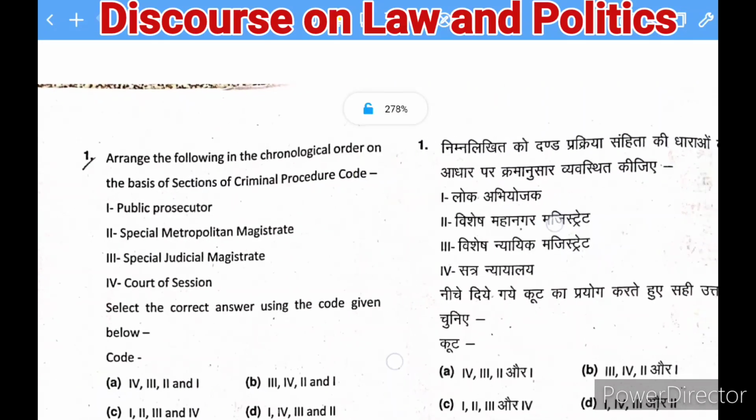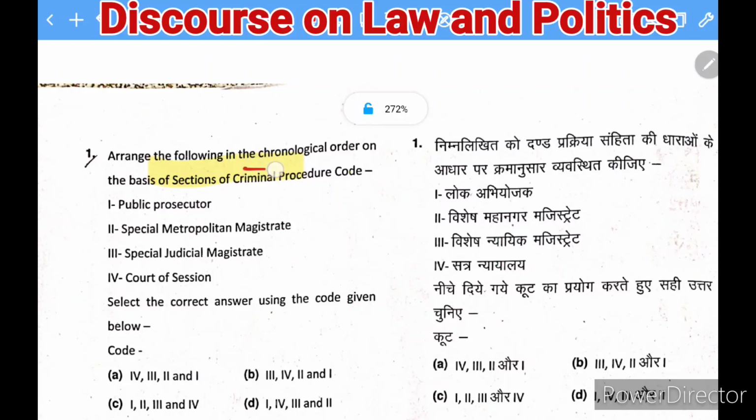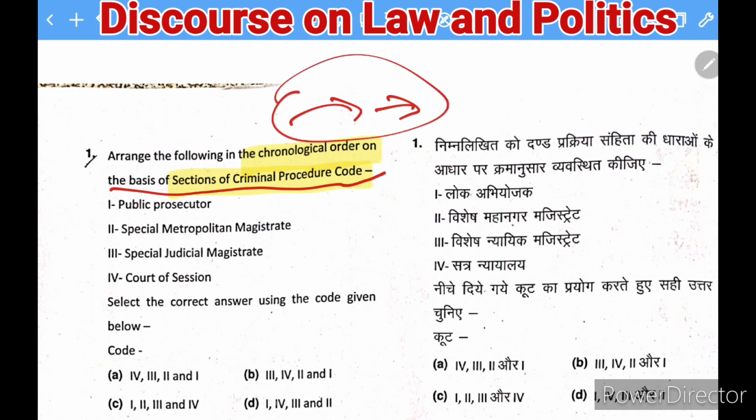The first question, you all can see: arrange the following in chronological order on the basis of sections of the Criminal Procedure Code. So the question is demanding that we arrange the sections of the CrPC in chronological order. Chronological order means which comes first and which comes at the last. Normally we use chronological order for years, but here they have asked the question in chronological order, so we have to answer which section comes first and which comes later. The options given here are: public prosecutor, special metropolitan magistrate, special judicial magistrate, and the court of session.